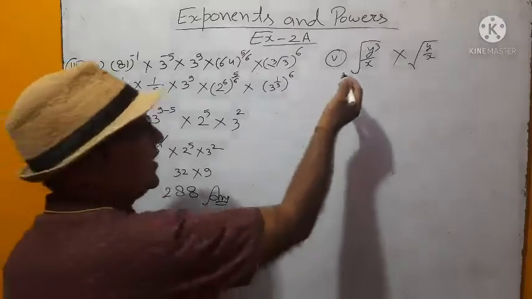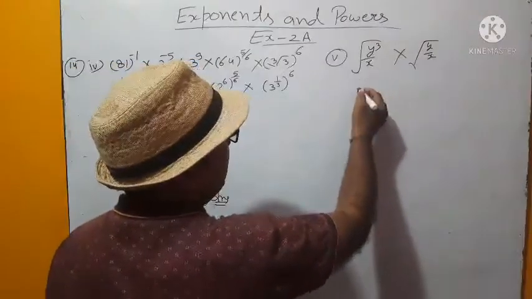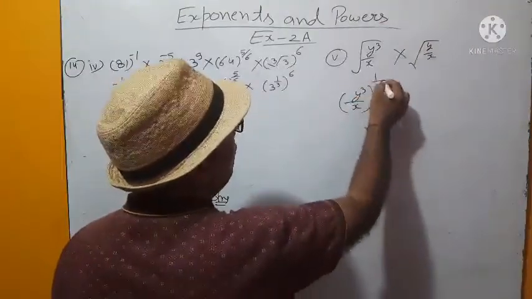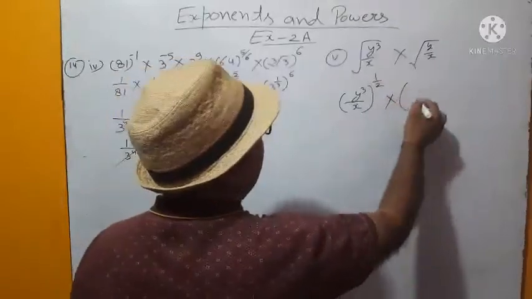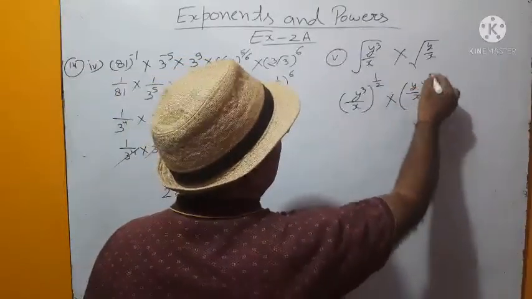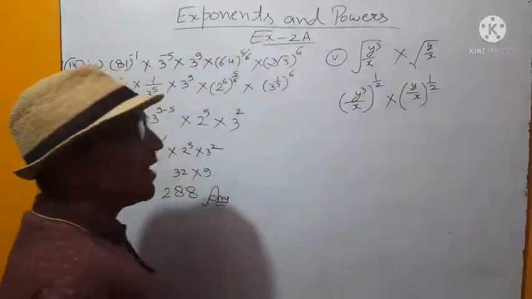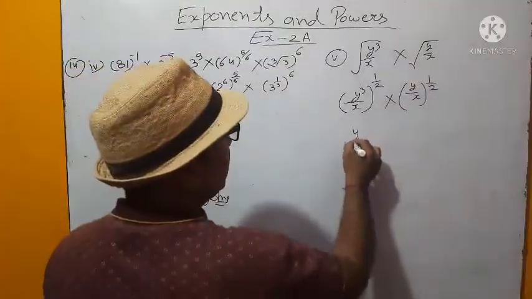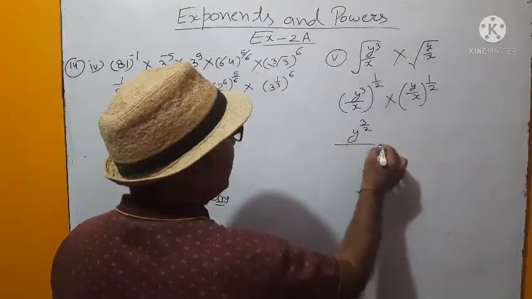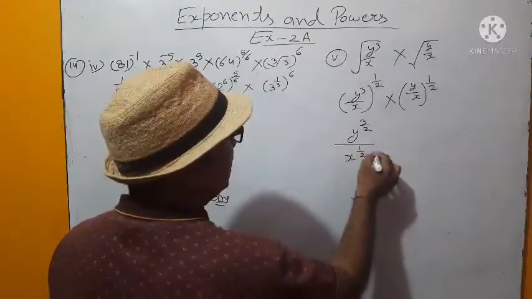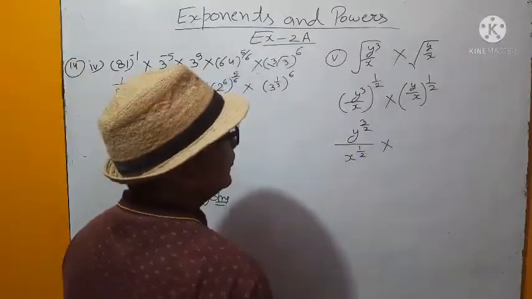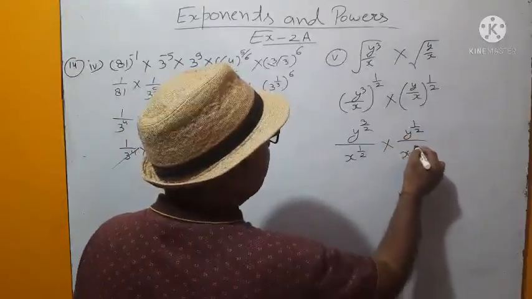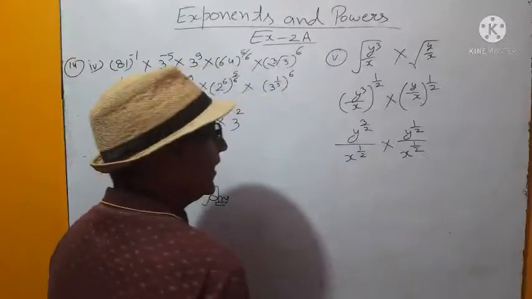Now see the last part of this question. Square root means power 1 by 2. Only this is the noted point. Now y power 3 by 2 upon x power 1 by 2, here y power 1 by 2 upon x power 1 by 2.